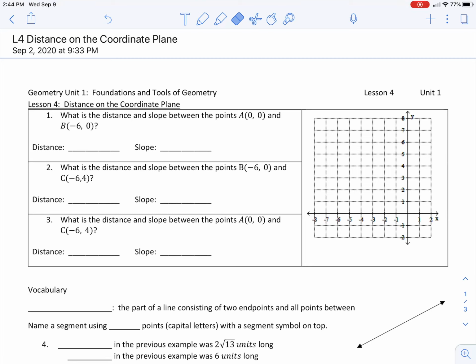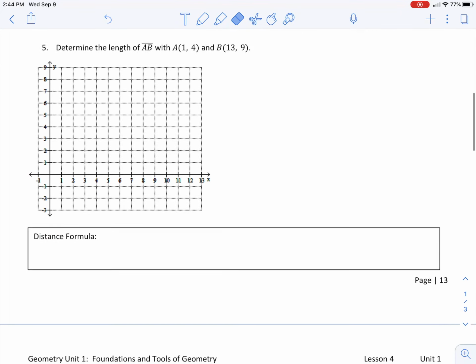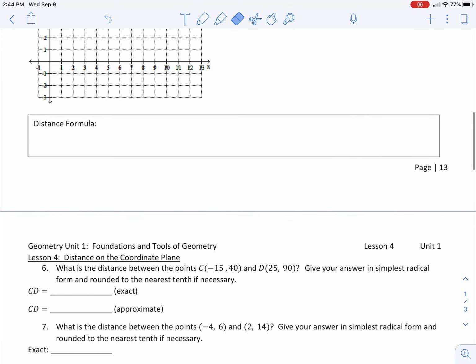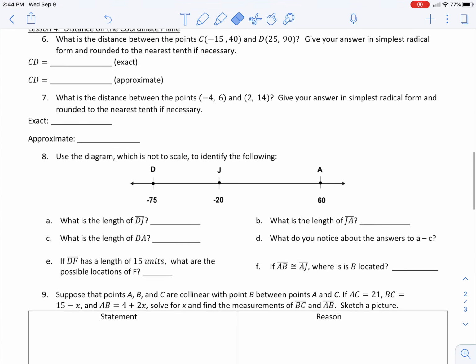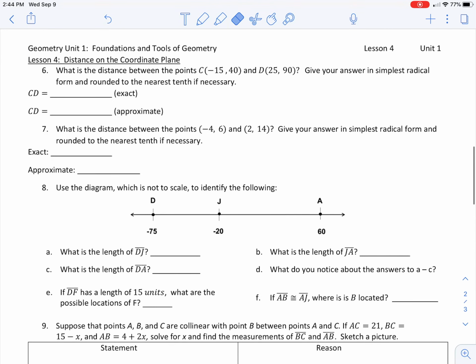On Wednesday, I guess, we started distance on the coordinate plane. You were supposed to watch the video. And the video got us all the way to example 7, which is actually on page 14. And so we want to look through starting at number 7.